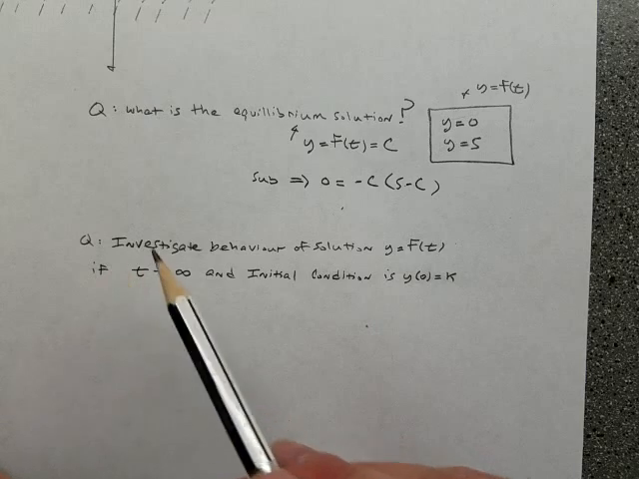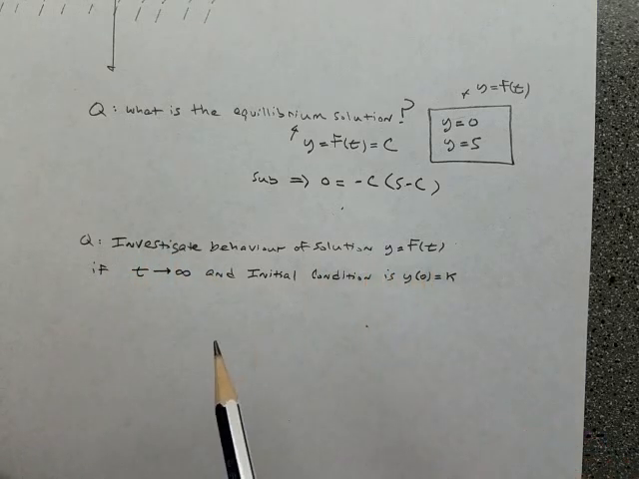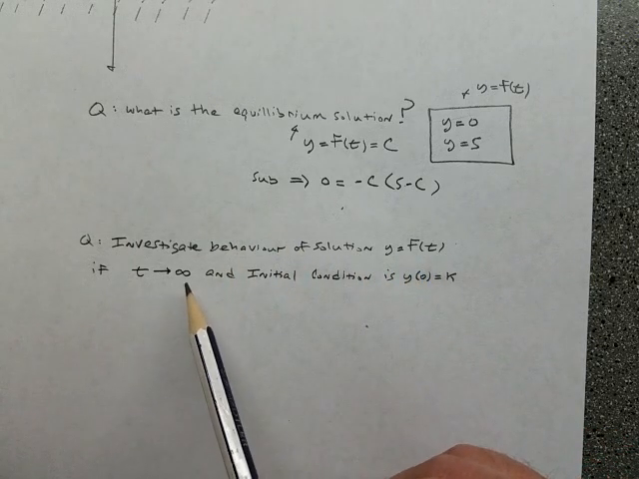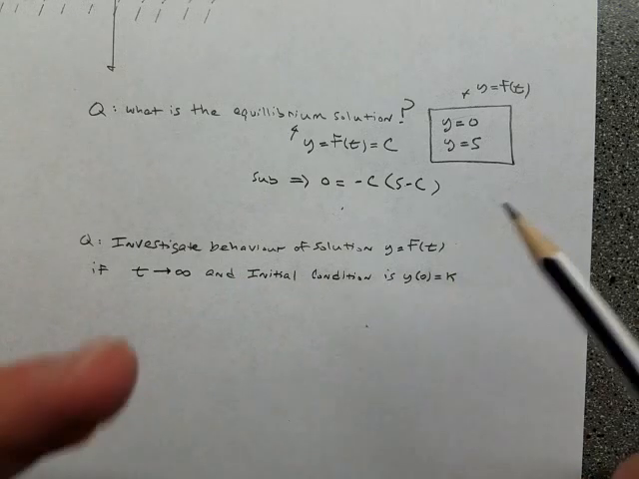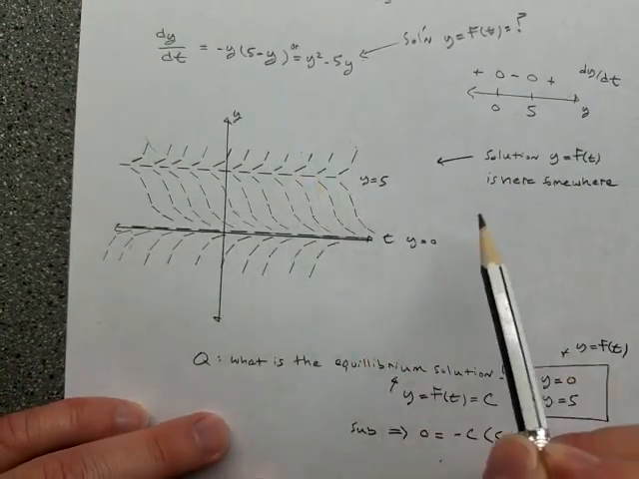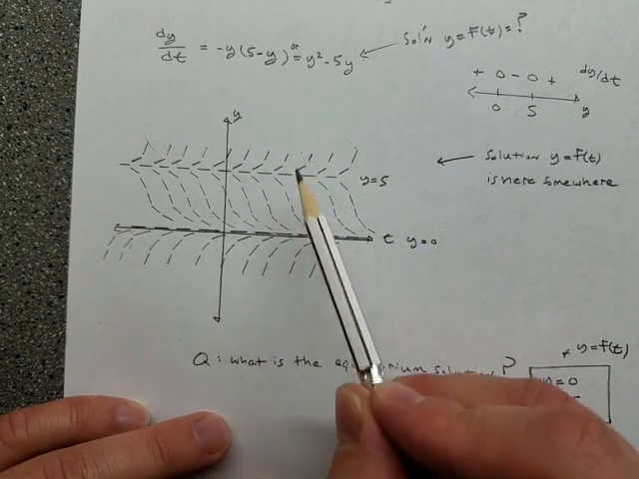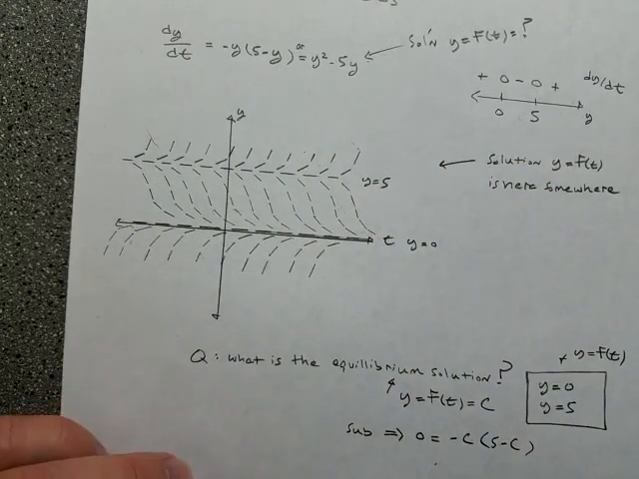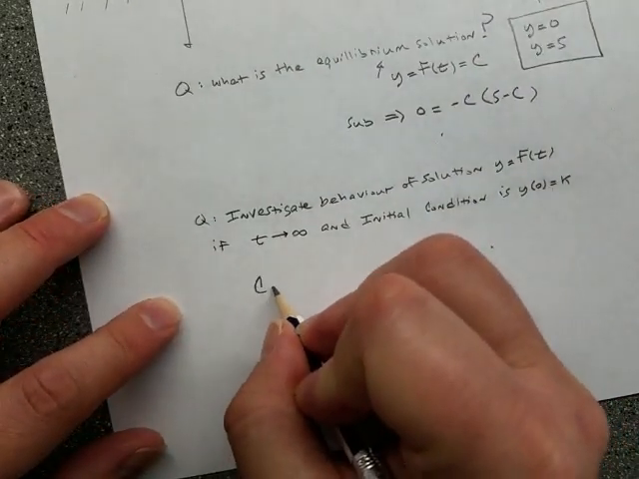Now, let's say we want some extreme or long-term behavior of the solution curve. So investigate the behavior of the solution curve as t goes to infinity and the initial condition is y of 0 is k, some other constant. Well, I guess what happens to y as t goes to infinity depends on where on the field you find yourself. Okay, so let's do this. I guess we're going to have to answer this one in cases.